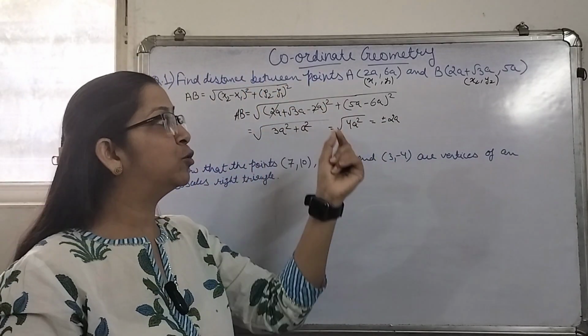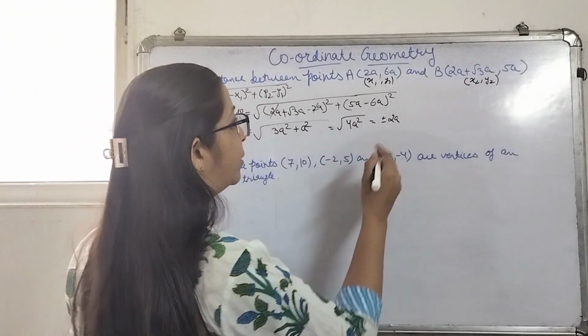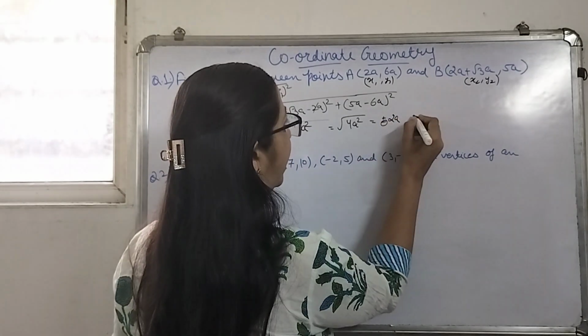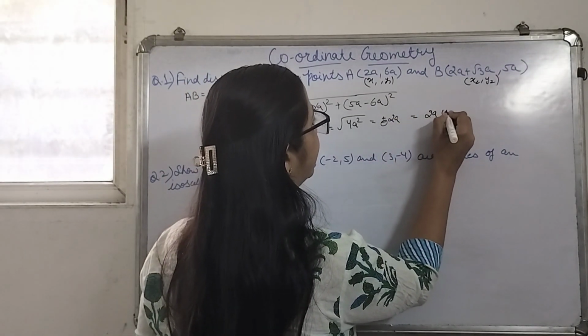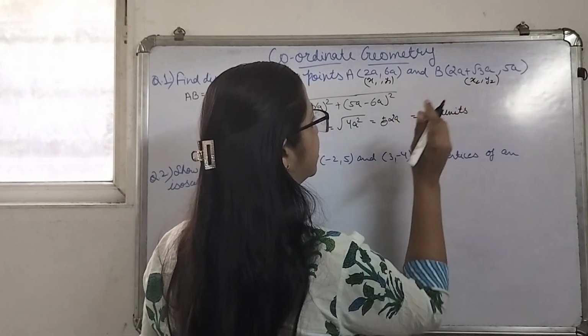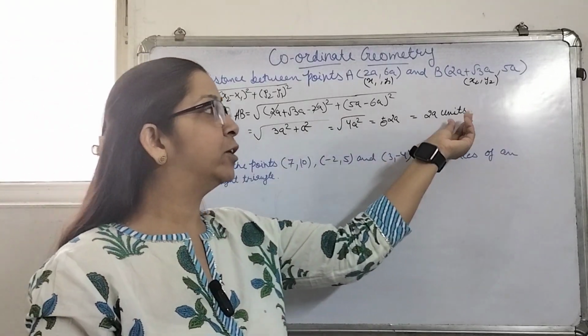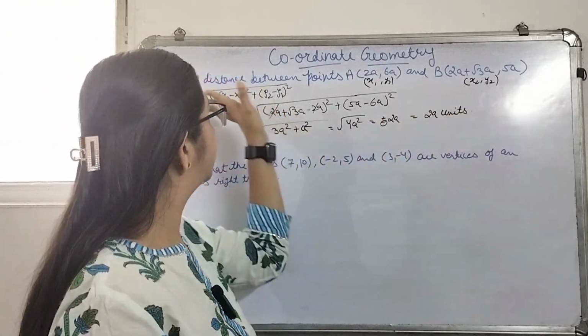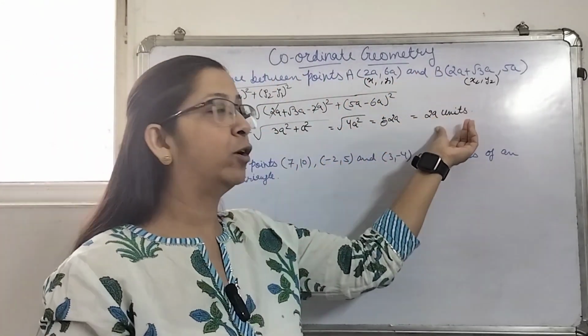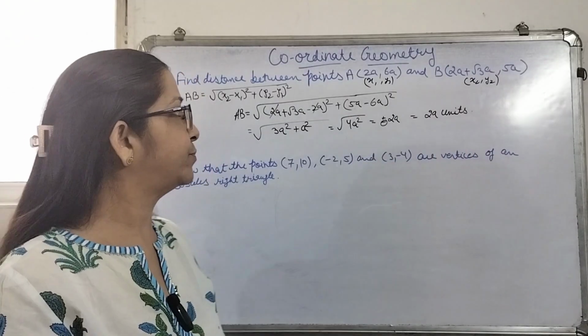But the distance between two points cannot be negative, so we will ignore the negative sign and it will be 2a units. Whenever we measure the distance between two points, units are written. So the distance between the points A and B will be 2a units.